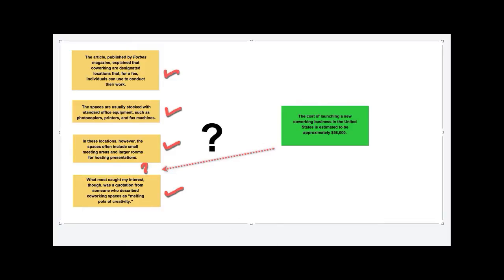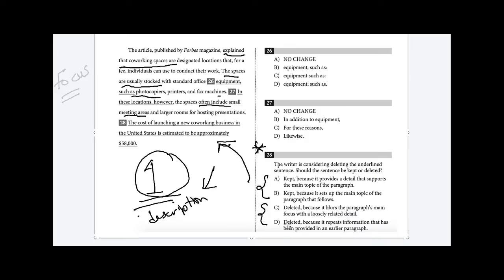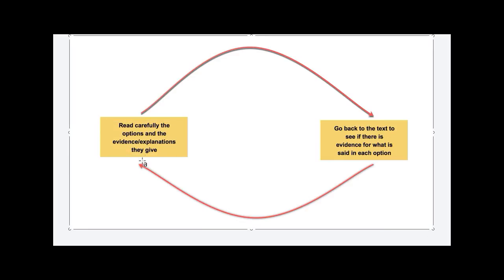Okay, so let's go back and think through the options. The first one says it should be kept because it provides a detail that supports the main topic of the paragraph. Now, with this question and with almost every other question on the SAT, you always have to look for evidence. This is what I mean when I say look for evidence. Anytime an option makes a claim, you read carefully the evidence or the explanation that the option gives.